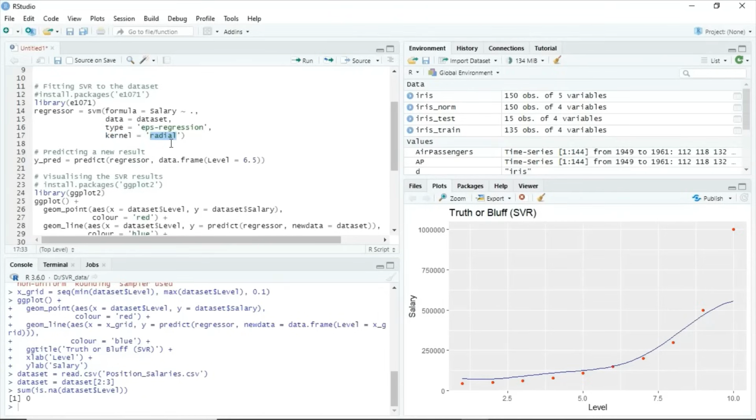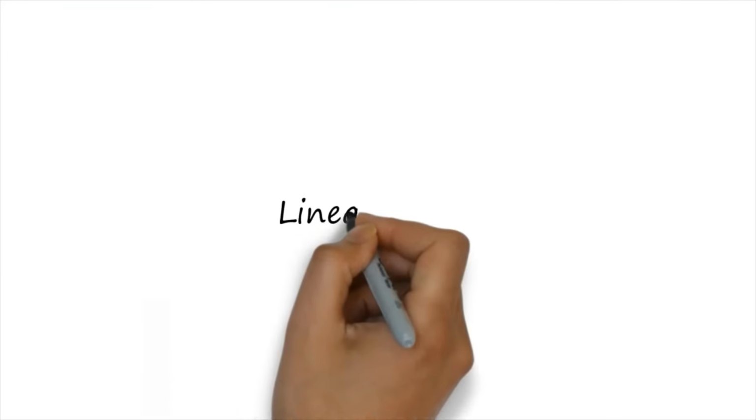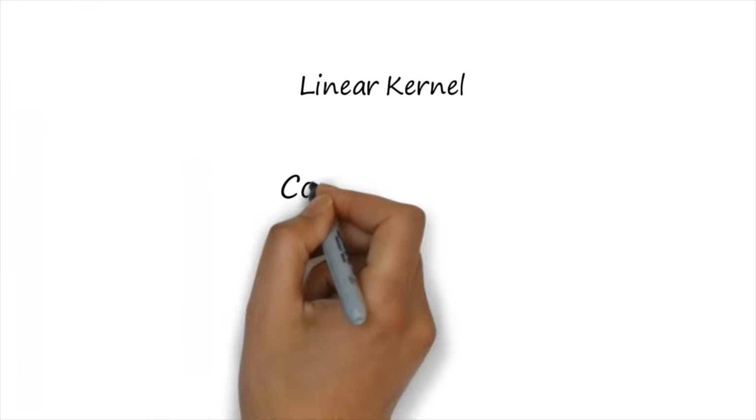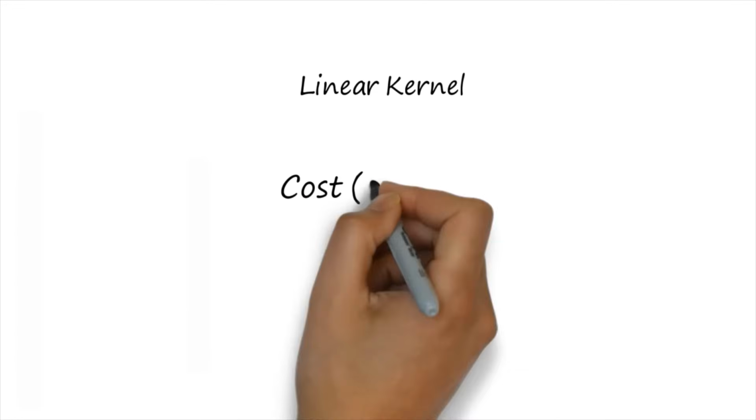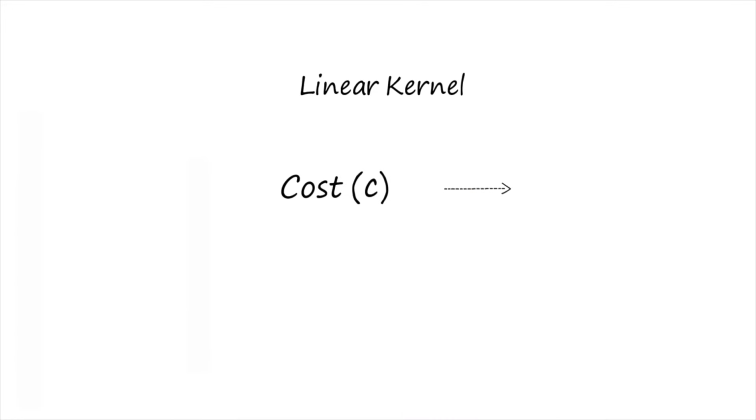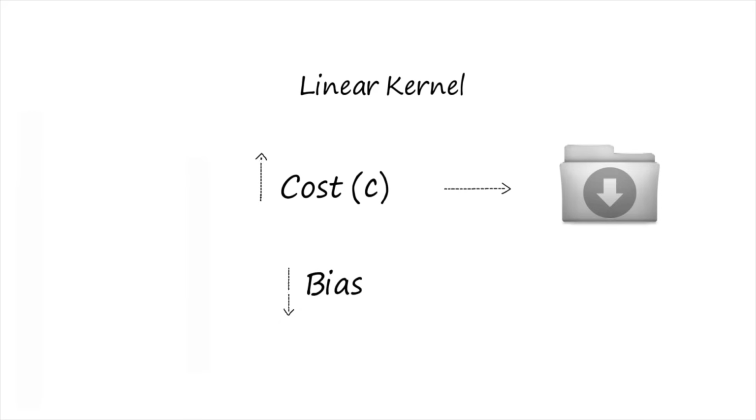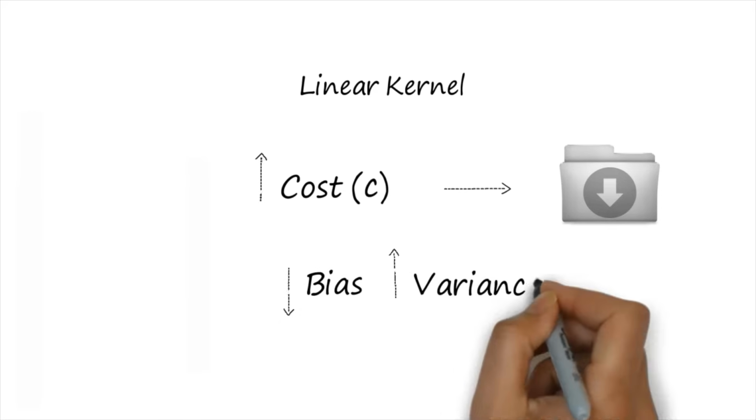So here this is a nonlinear kernel, but what happens if we use some linear kernel? The concept of the linear kernel is that it deals with the cost function, say C. This cost implies the misclassification cost on training data. And here try to understand, if the C value is large, it gives you low bias and high variance.